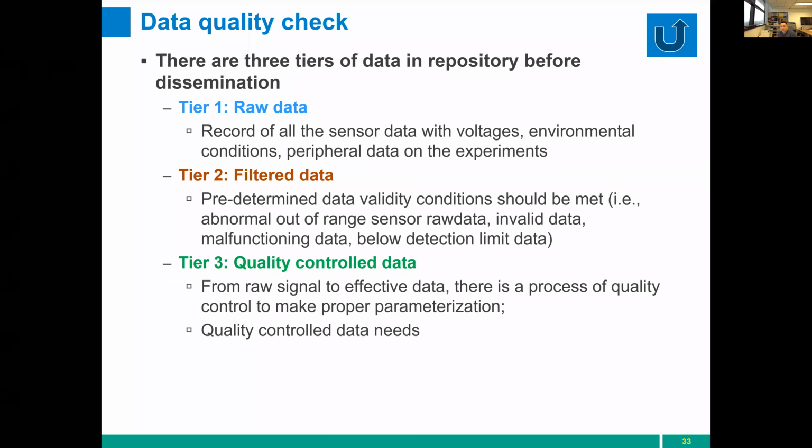But if you expand this data quality check process, we're always talking about three things, at least in our research. Tier 1, we are dealing with the raw data. The raw data definition in our case is very simple. Every single data point from the sensors will be saved in our database, in our data table. So we record all of the sensor data with the voltage, environmental conditions, peripheral data, even the temperature inside the machines or the humidity inside the gas path. These are all the possible sensor data we record as raw in tier 1.